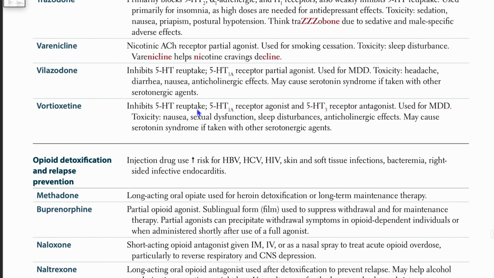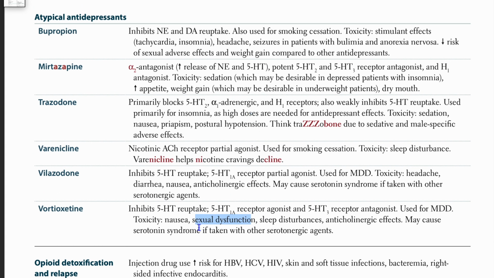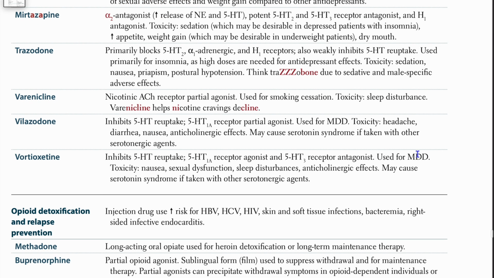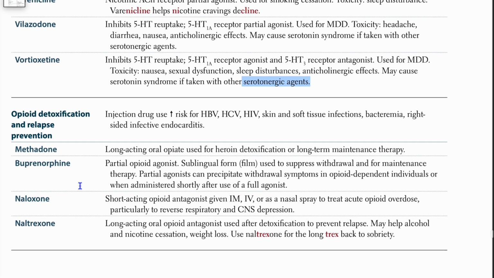Vortioxetine inhibits 5-HT reuptake, is a 5-HT1A receptor agonist and 5-HT3 receptor antagonist, used for MDD. Toxicity is nausea, sexual dysfunction. So mostly all of them have some kind of effect on sexual function, except for bupropion, because it specifically tells you that there's decreased risk of that. Okay. So that may cause serotonin syndrome if taken with other serotonergic agents.